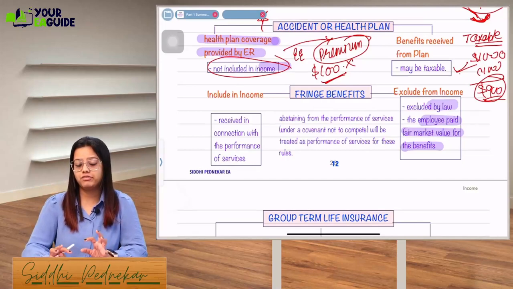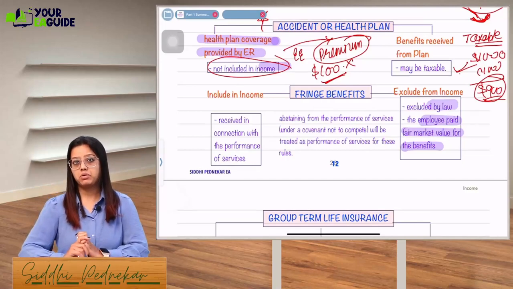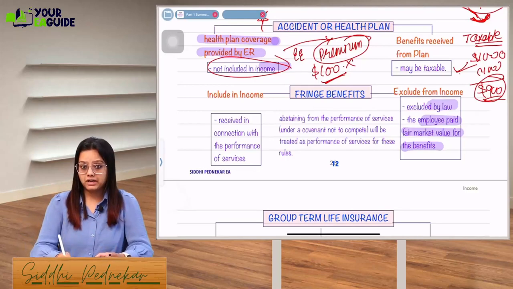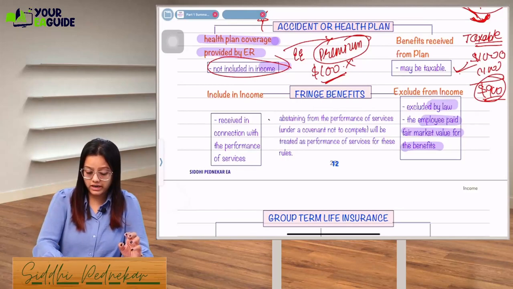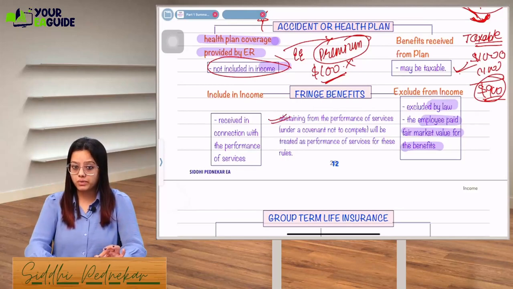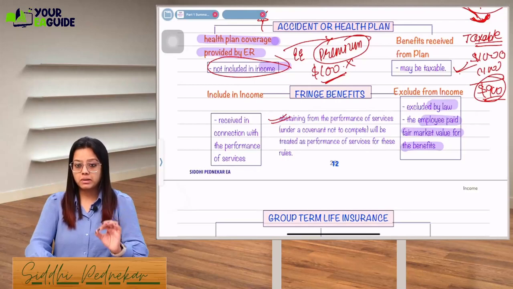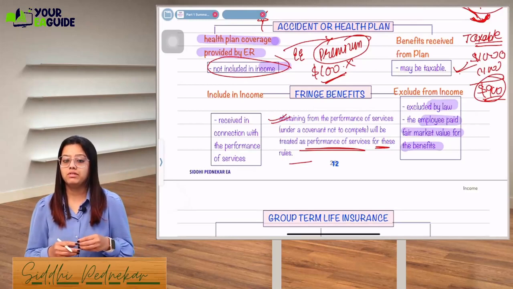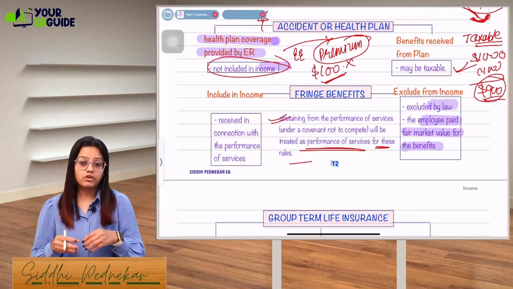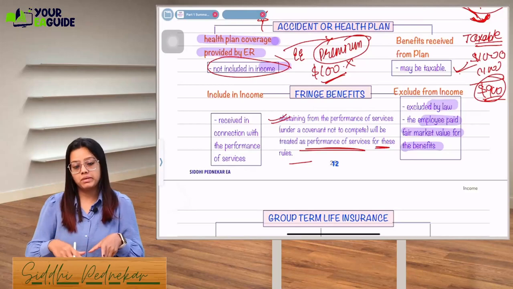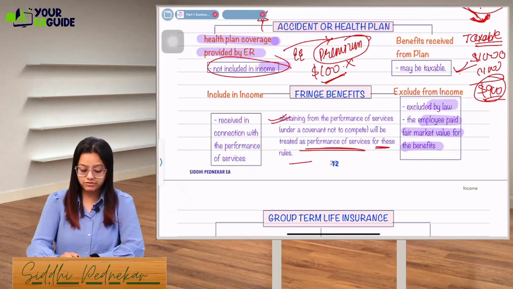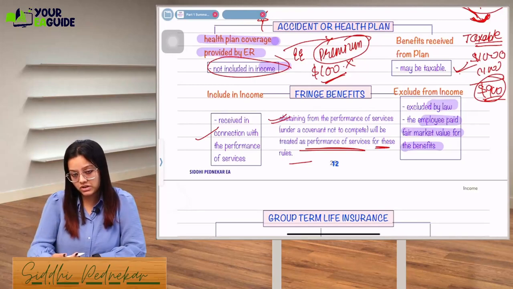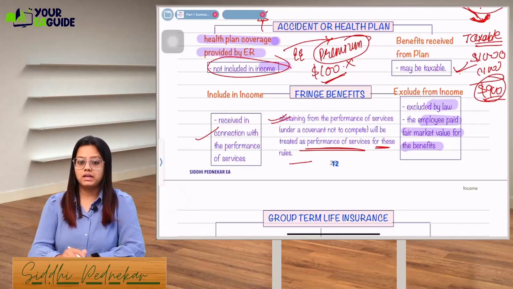That is fringe benefit. Or let's say my employer has restricted me from performing certain services under a certain agreement, a non-compete agreement. Abstaining from performance of a service under a covenant not to compete will be treated as a performance of service for the rule. Means whatever extra amount I get for not performing the services will be included in my income. That is a fringe benefit received in connection with the performance of service or for not performing services. Both will be added as my income.